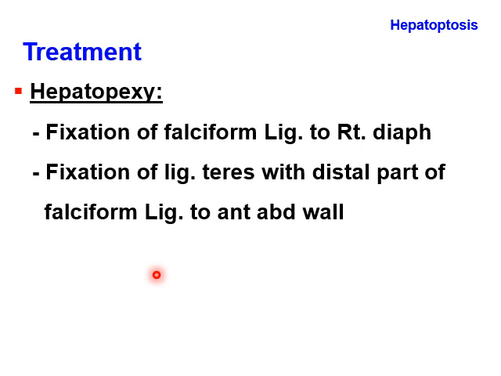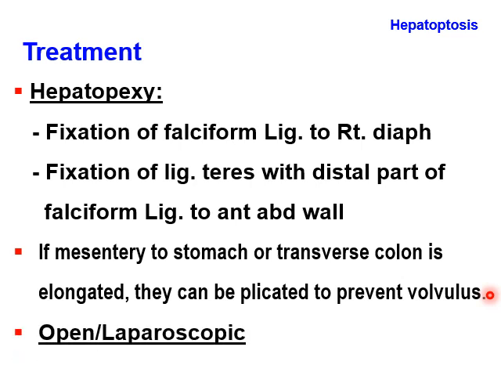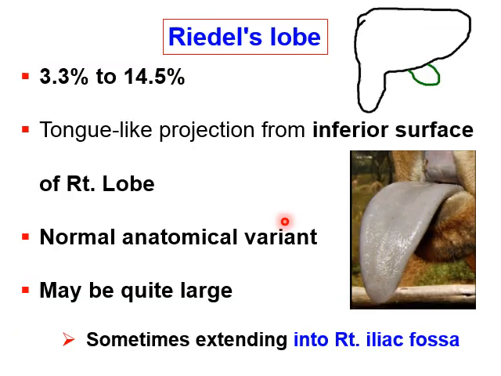fixation of the ligamentum teres with the distal part of the falciform ligament to the anterior abdominal wall. If the mesentery to the stomach or transverse colon is elongated, they can be plicated to prevent volvulus. And the technique of hepatopexy can be done by open surgery or laparoscopic surgery.